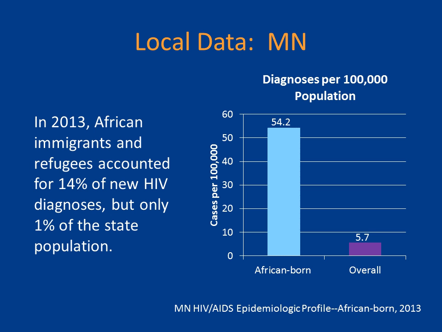We see similar data from the state of Minnesota. Again, the figure on the right shows diagnoses per 100,000 population, and it compares the African-born diagnoses versus the state overall. And you can see that among African immigrants, there were 54 diagnoses per 100,000 population, compared to 5.7 for the overall state of Minnesota population. These data come from the Minnesota HIV/AIDS epidemiology profile, and they have African-born data broken out separately. And in 2013, there in Minnesota, the African immigrants and refugees accounted for 14% of the new HIV diagnoses that were reported, but again, accounted for only 1% of the state population.